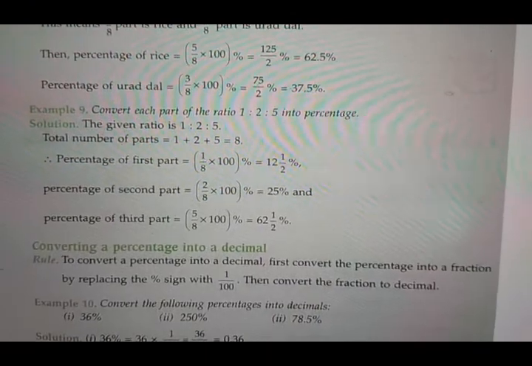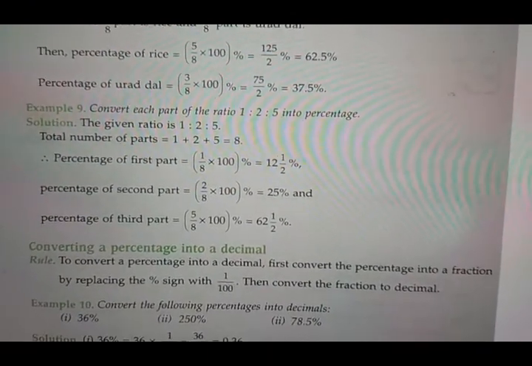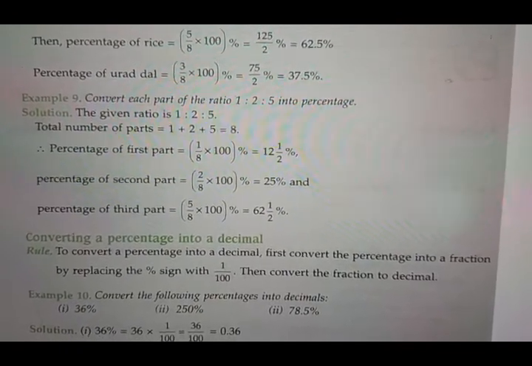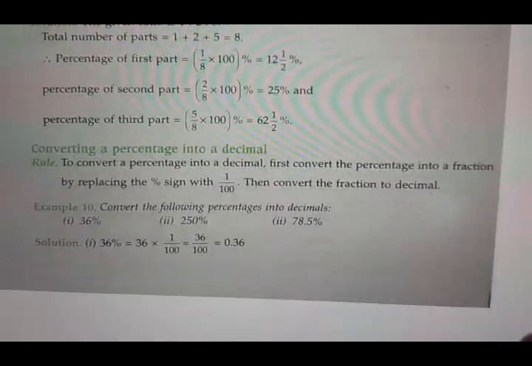Convert each part of the ratio 1 is to 2 is to 5 into percentage. You add all of them. Similarly, total 8, so 1 upon 8, 2 upon 8 and 5 upon 8 multiplied by 100 will give you the percentages.